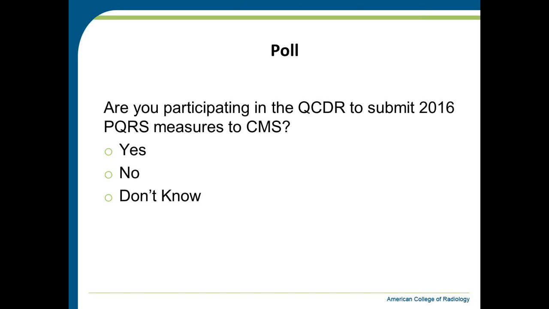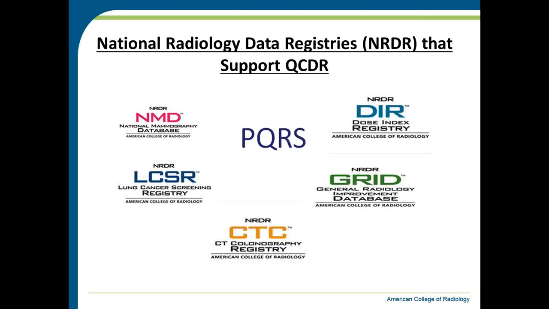So now I think it's important that we look at, especially since we have people who are not sure about the registry yet, if we look at our menu options of registries, we do have 5 different registries. They're housed under an umbrella called NRDR, National Radiology Data Registries. Each of these registries do have measures that can be used for PQRS reporting.